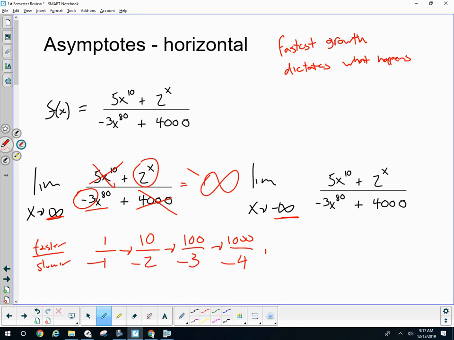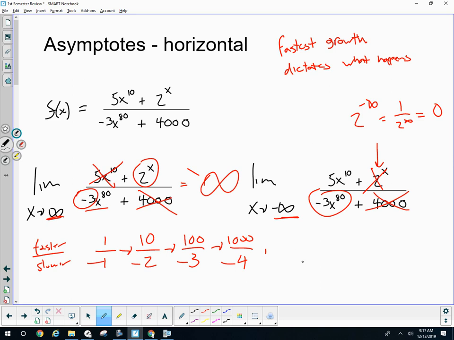Now, same thing, I'm plugging in negative infinity. Be careful with exponents. 2 to the negative infinity is like 1 over 2 to the infinity. That's actually 0. 2 to the x or any exponential functions, if you plug in negative values, are actually no growth functions. So I actually would cross off 2 to the x in this situation. I'd cross off 4,000 again. But then I have 5x to the 10th over negative 3x to the 80th. This is our faster growing function compared to the 2.